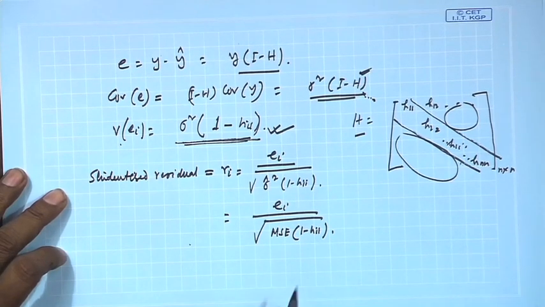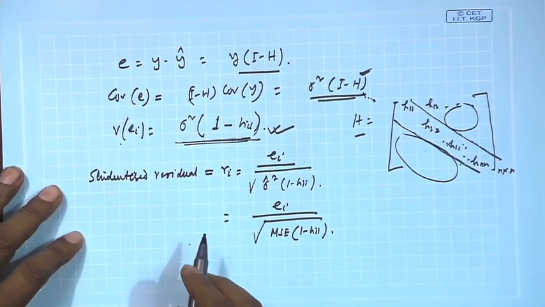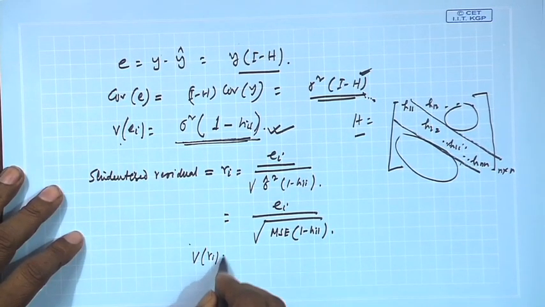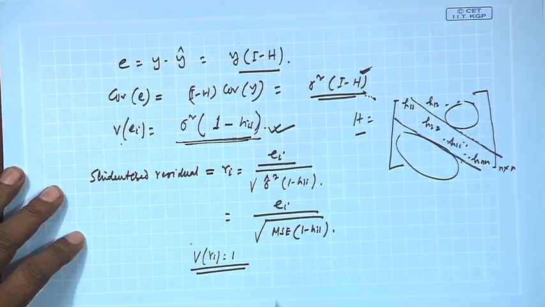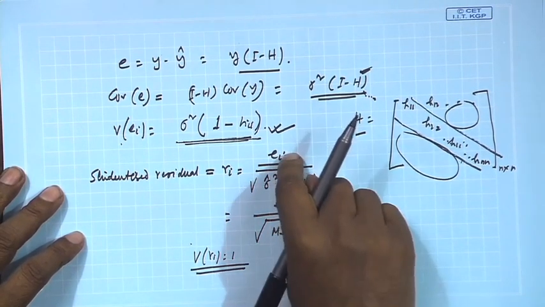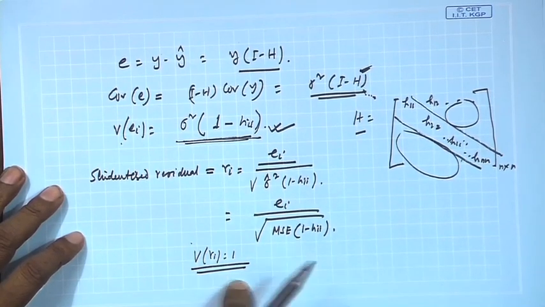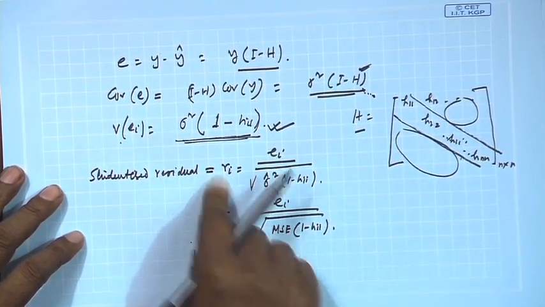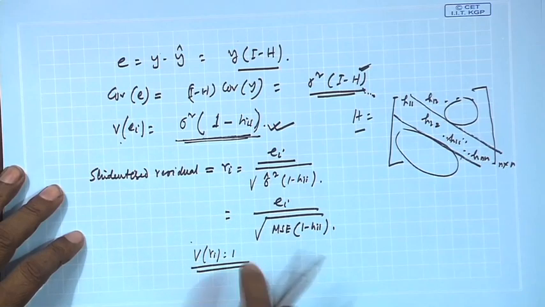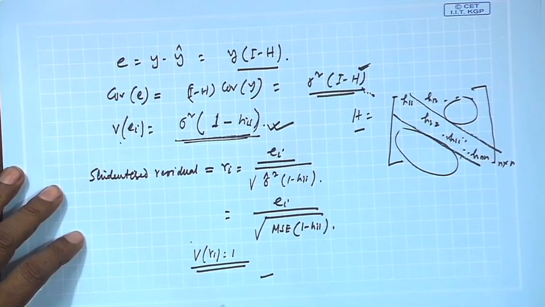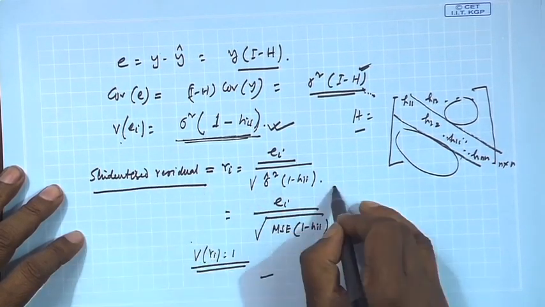And all those things, you know. And then what will be the variance of R I? Variance of R I will be 1, because it is this minus the mean value, which will be 0, divided by this variability, which is also 1. Mean of this is 0, variance is 1. So, this is known as studentized residual R I.